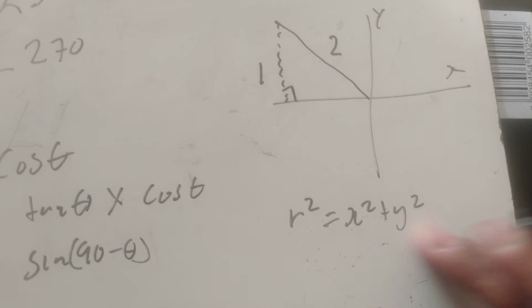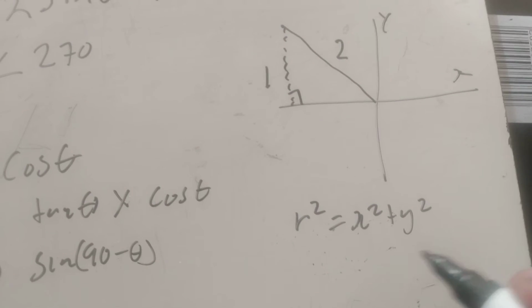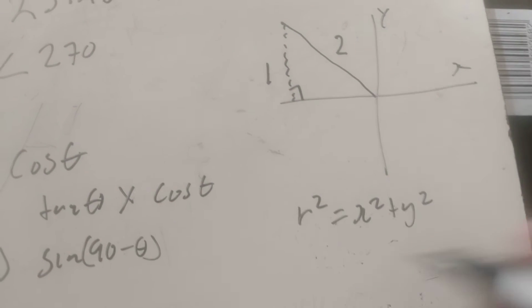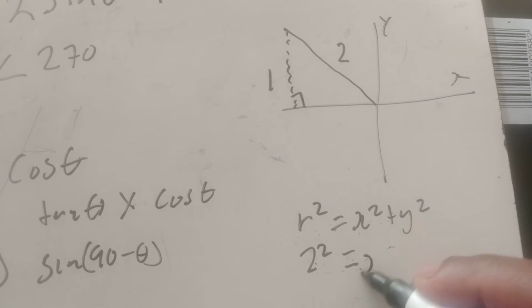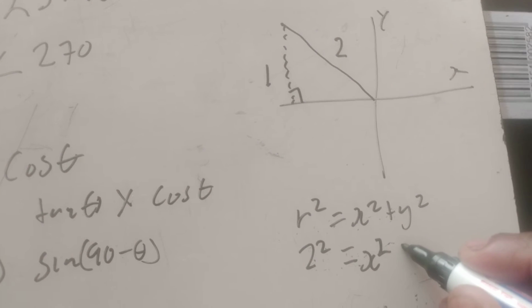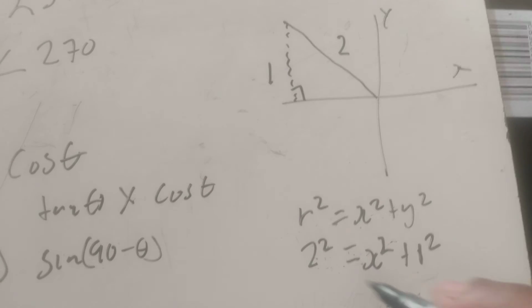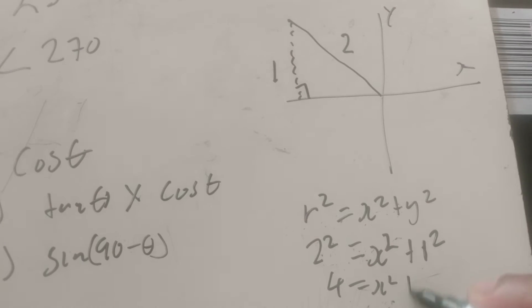But now be aware that this is not side work. You have to show them this work. There is 1 or 2 marks for this. So our r is 2. So 2 squared is equal to our x squared, which is not known, plus our 1 squared. And this is going to be 4 is equal to x squared plus 1.